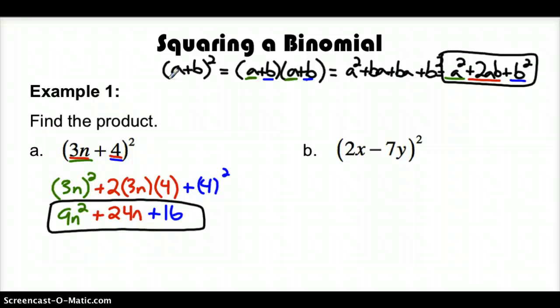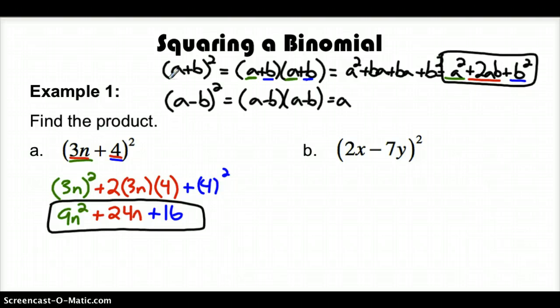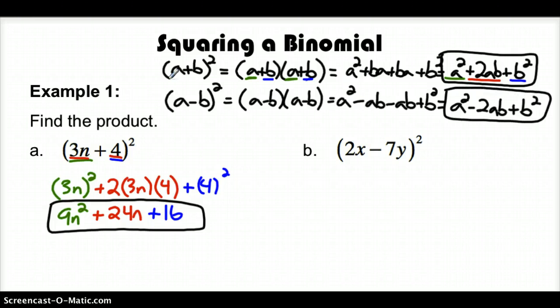Now let's look at squaring this binomial, a minus b squared. Okay, so remember, this is going to be a minus b times a minus b, which if we FOIL, we'll get first times first will give us a squared, outsides will give us minus ab, insides again will give us minus ab, and last times last will give us plus b squared. So if we simplify, we now have a squared minus 2ab plus b squared. All right, so this is now the pattern that we are going to follow.